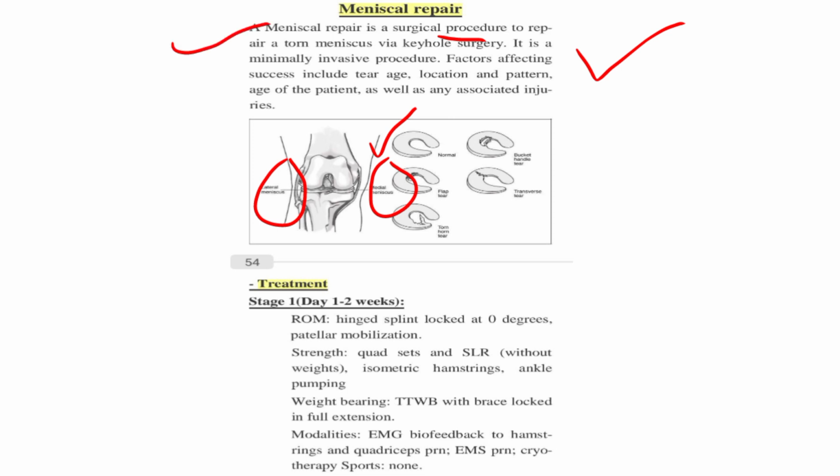You can see this is the normal meniscus. This is a flap tear. In this there is a torn horn. This you can see, this is the bucket handle tear, and this is the transverse tear. It is a minimally invasive procedure. Minimally invasive means a small cut.